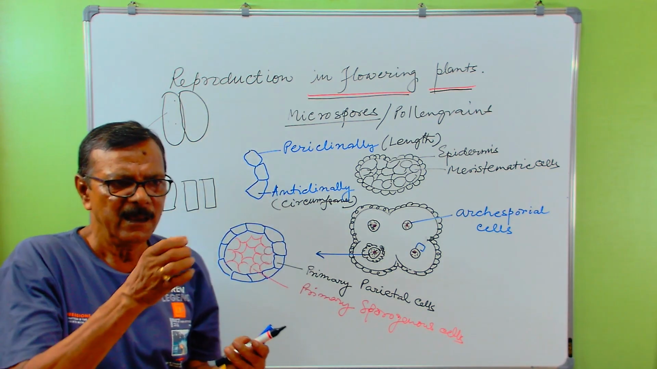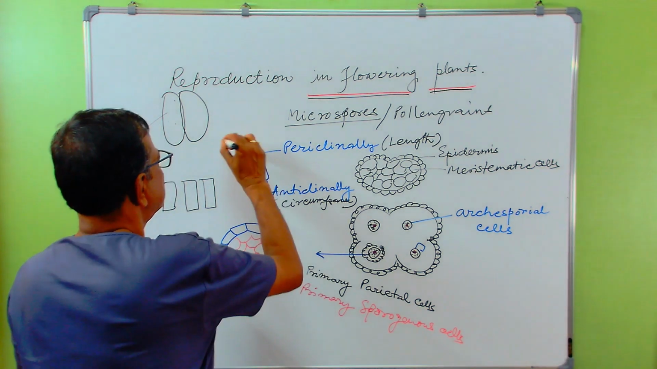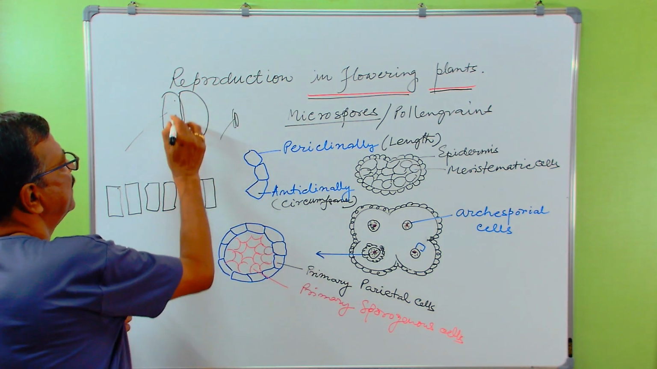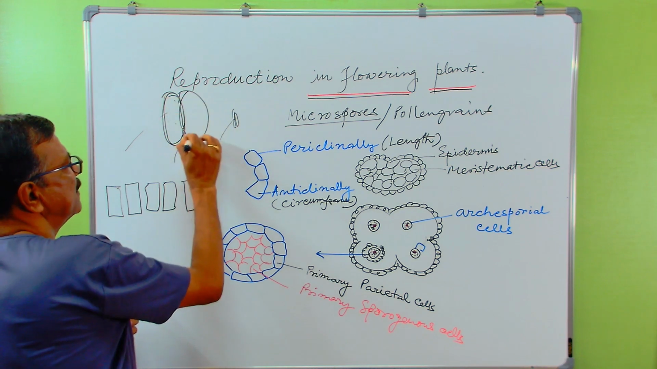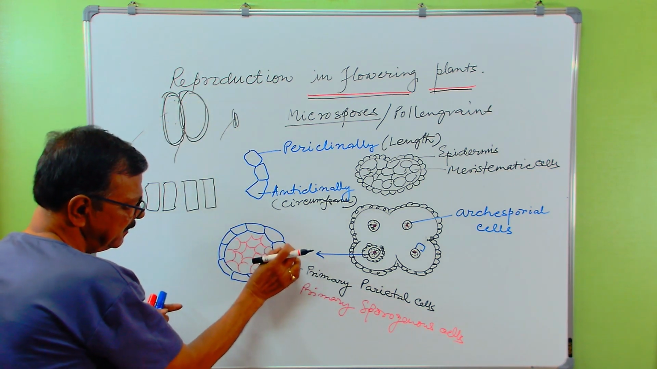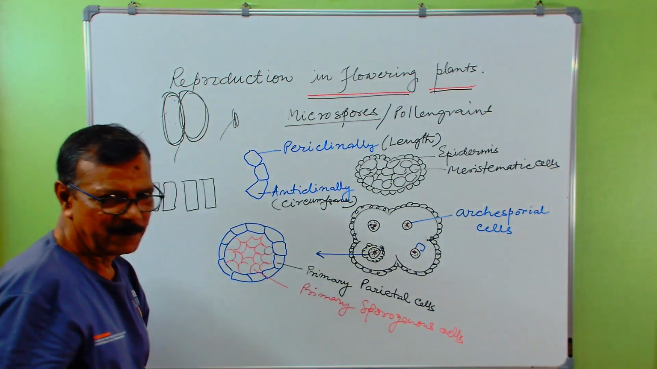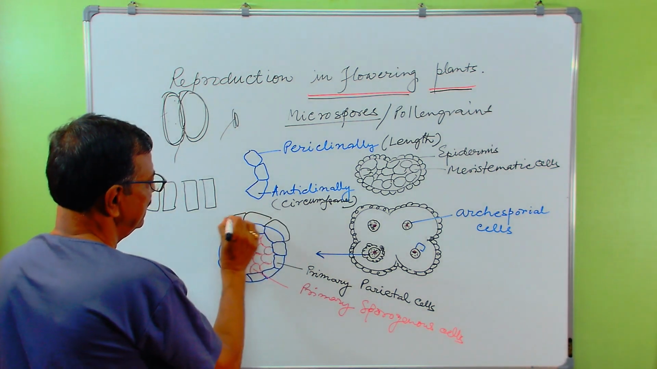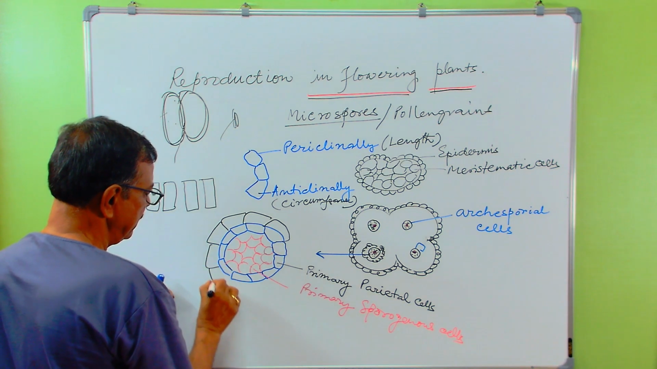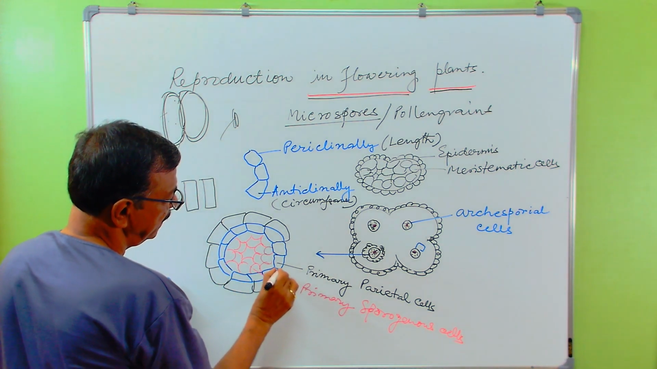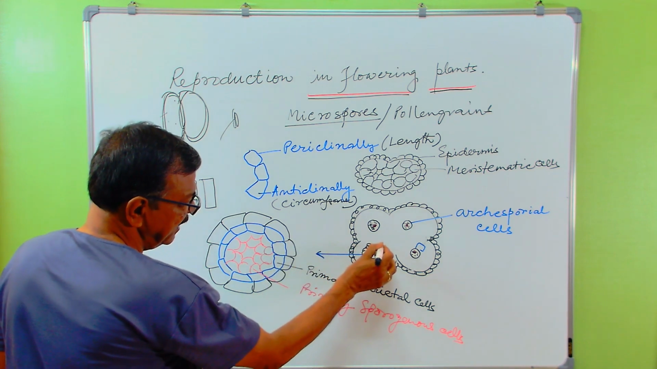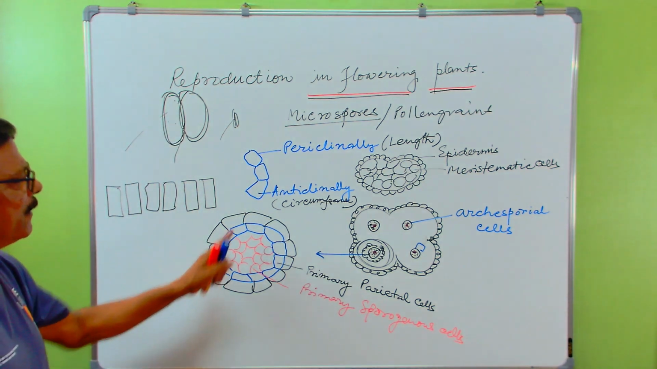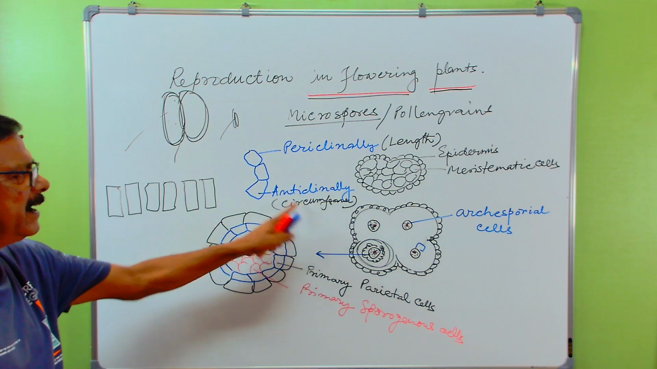So the anther, initially it will look like this, and subsequently it will look like this. So the anther grows. This produces layers, so many layers. One layer, that is another layer. So here so many layers are being produced. Clear?